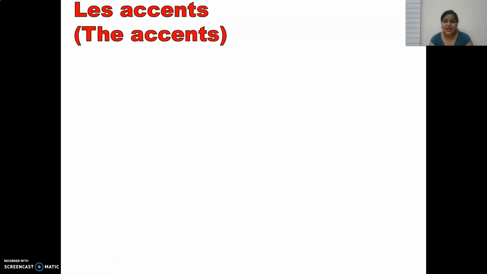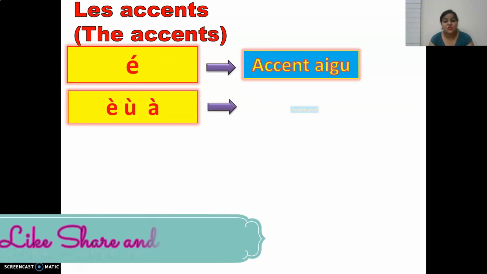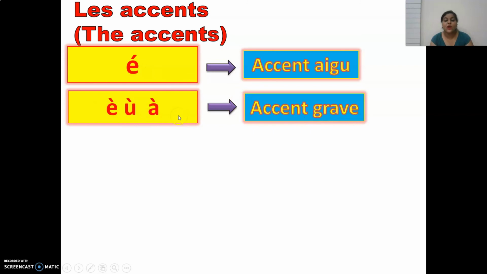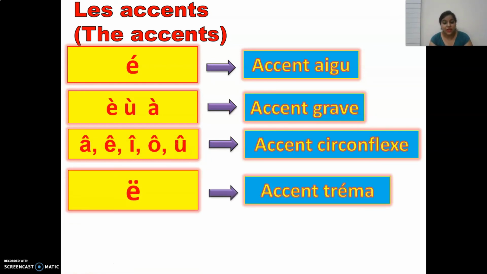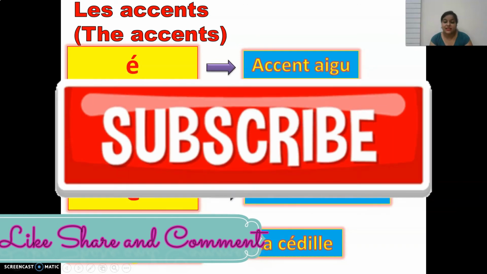So first, to say accents we say les accents. The first one, can you guess it? It is accent aigu. Now the second one, that is accent grave. The difference between accent aigu and accent grave is that accent aigu is only used over the alphabet E, while accent grave is used over E, U and A. Accent aigu is tilted toward the right-hand side and accent grave is tilted toward the left-hand side. Next is accent circumflex. It is used over all the vowels, that is A, E, I, O and U. Next is accent tréma. Tréma is just like these two dots that you can see over the alphabet. And the last is la cédille, the sign that you can see under the alphabet C.